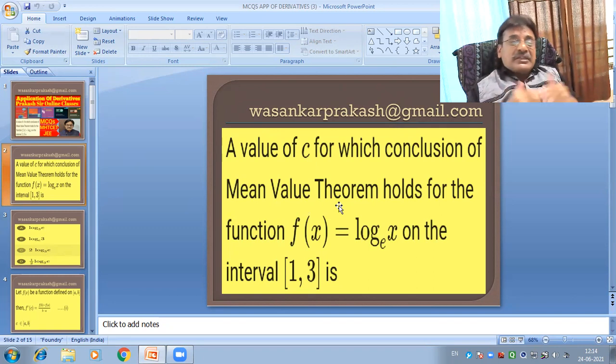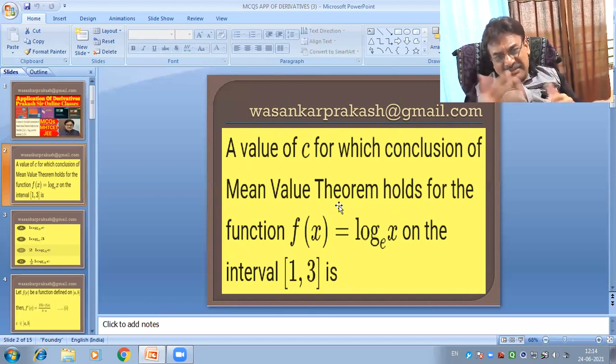mean value theorem: f of x is defined on closed interval AB, then f dash of c equals f of b minus f of a upon b minus a, where c belongs to the closed interval AB. We use this key point here because it is given that the mean value theorem holds. So we use the mean value theorem here.